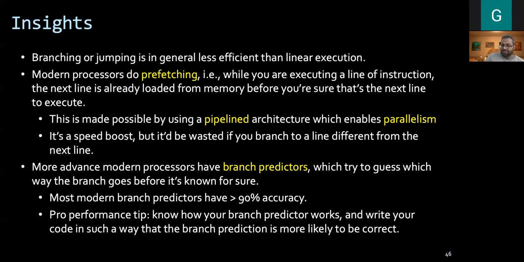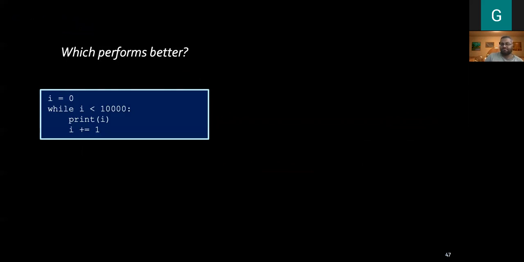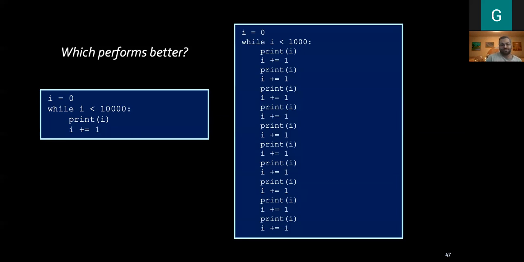So this is an example. Let's look at 2 pieces of code. One of them is basically going over the numbers from 1 to 10,000 and it's printing them. Okay, we have this piece of code, and then we have this piece of code. Which one do you think performs faster? Yeah, the second one. You're basically eliminating a lot of branches.